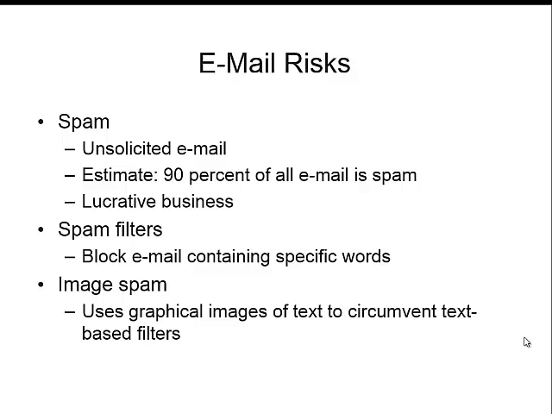Some of our email risk, we have spam. That's basically unsolicited email. You know how your snail mailbox will fill up with junk mail? That's what spam is. It's estimated that 90% of all email is spam, and it is a lucrative business. You can put on spam filters to where you're blocking email containing specific words. You may also block emails that are sent to mass email addresses. You have image spam, and it uses graphical images of text to circumvent the text-based filters that are in place.